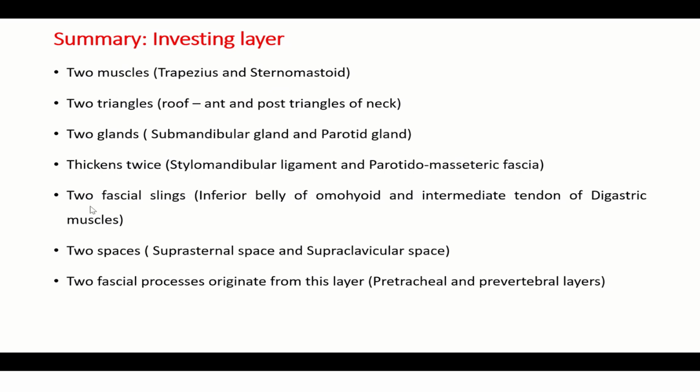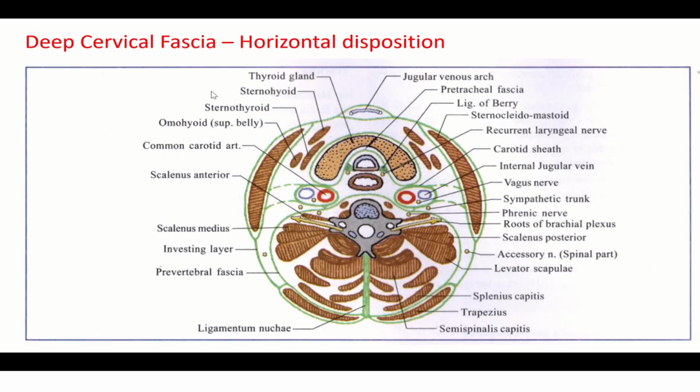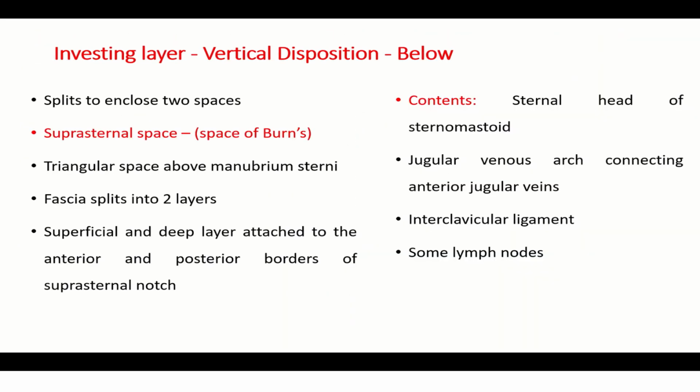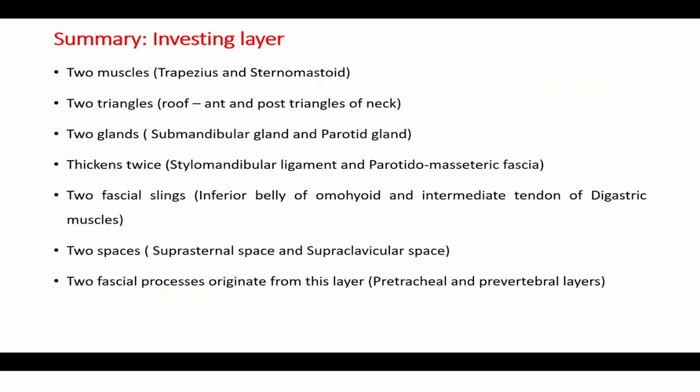So if we highlight what is happening with the investing layer, it encloses two muscles, trapezius and sternomastoid, as I have shown in the diagram. You can see here it encloses two muscles, sternocleidomastoid and trapezius. So it forms roof of two triangles, namely the anterior and posterior triangles of neck. It encloses two glands like submandibular and parotid gland. So it thickens twice. One is it forms stylomandibular ligament. The other one is it forms parotidomasseteric fascia.